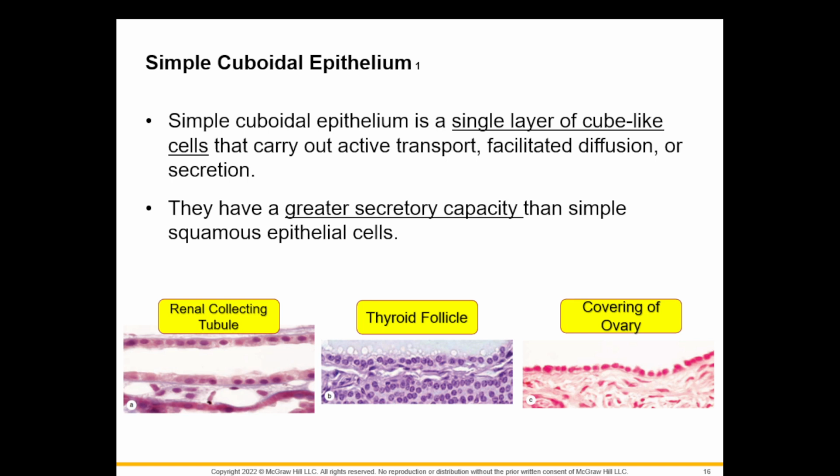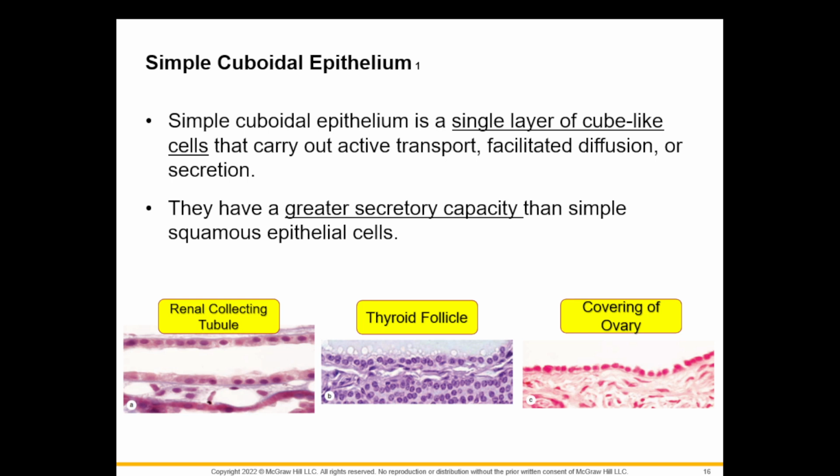Next, we have simple cuboidal epithelium. Simple, meaning single layer. Cuboidal, we have cube-like cells with equal length and width. The function of your simple cuboidal epithelium is that they are capable of secretion. They are capable of secretion, and not only that, they're also capable of absorption. So they carry out your active transport and facilitated diffusion for secretory functions. They are able to do those transport systems because they need to be able to release substances.